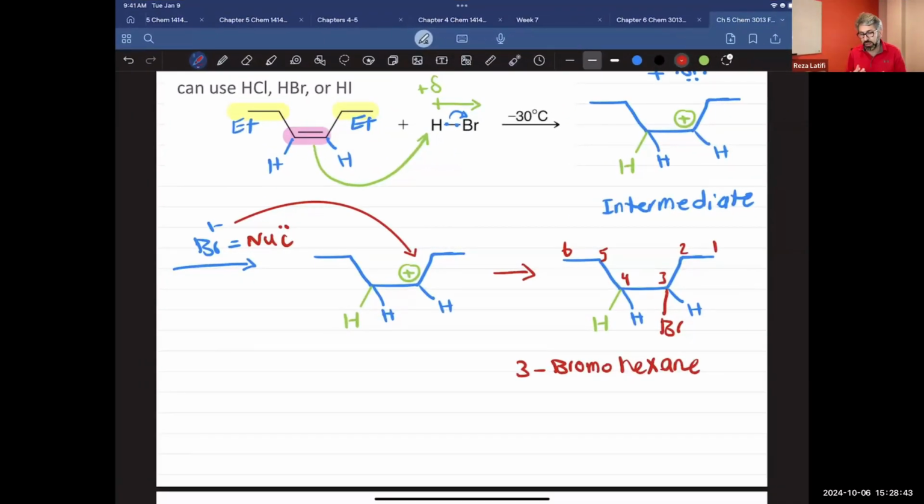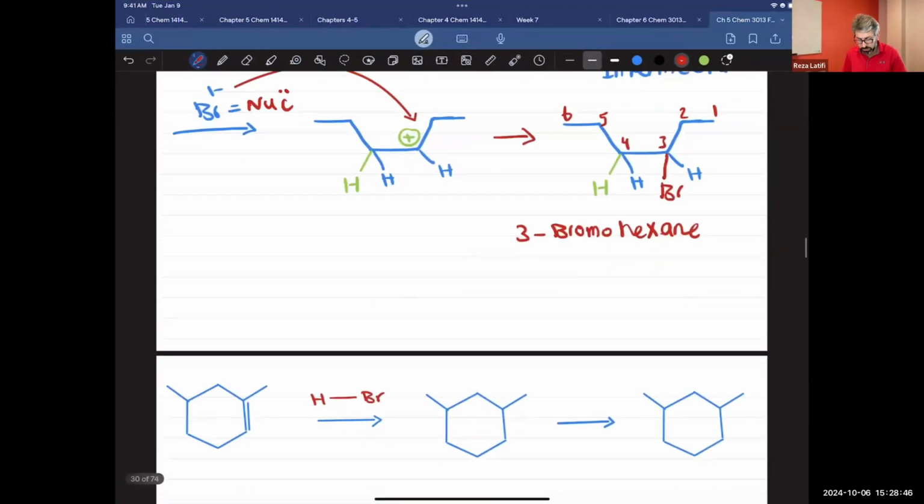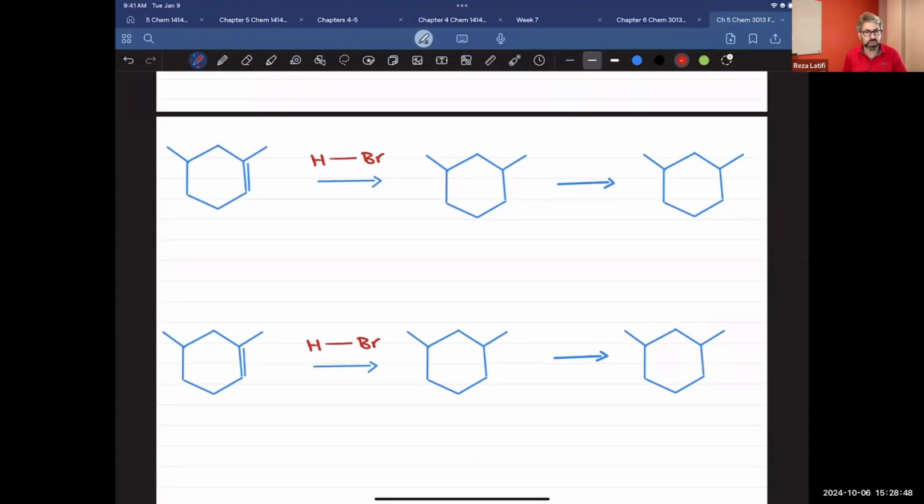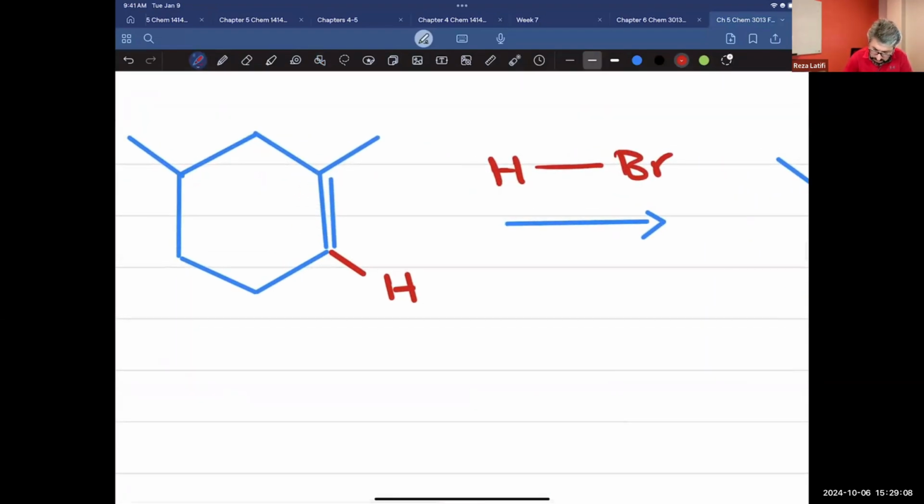Now what will happen if it's not symmetrical? If the double bond is not symmetrical, for example, in this case, we have a double bond where one side has two carbons attached, and the other side has a hydrogen attached to the carbon. Here we go, hydrogen there. That means this top carbon is attached to 1, 2, 3 carbons. This one is a tertiary carbon, while this one is a secondary carbon.